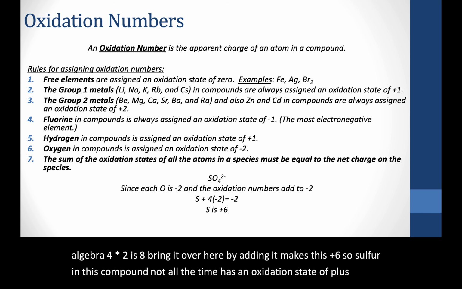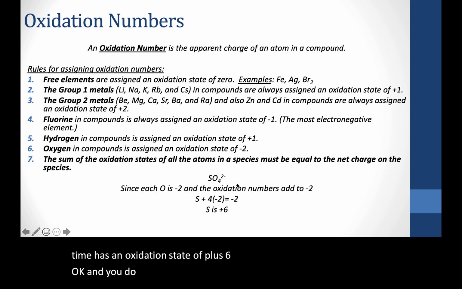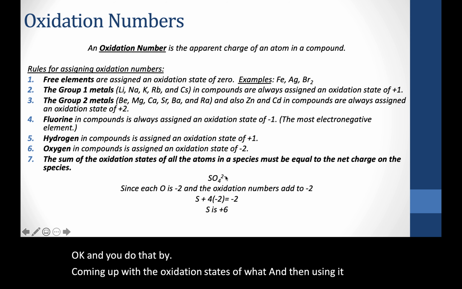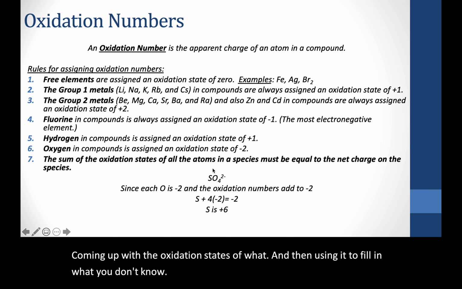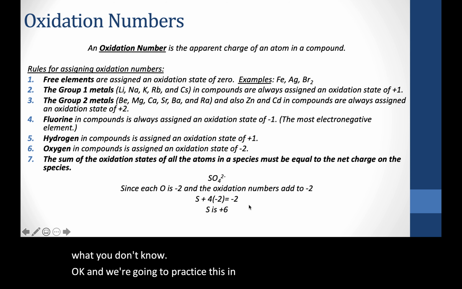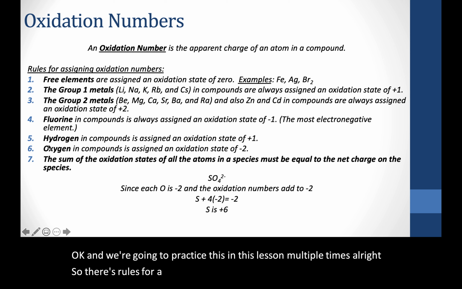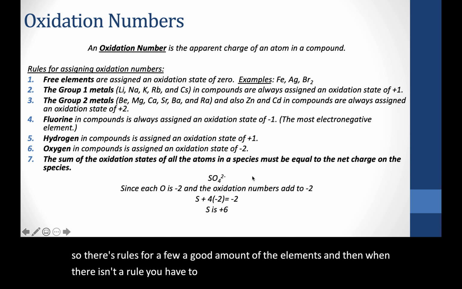Okay, and you do that by coming up with the oxidation states of what you know and then using it to fill in what you don't know. And we're going to practice this in this lesson multiple times. All right, so there are rules for a good amount of the elements, and then when there isn't a rule, you have to do a little bit of math. You have to do this out.